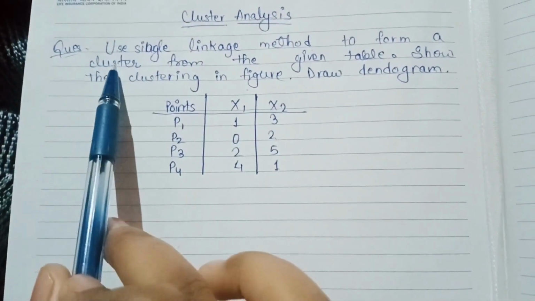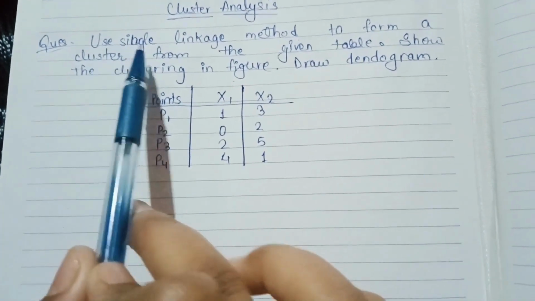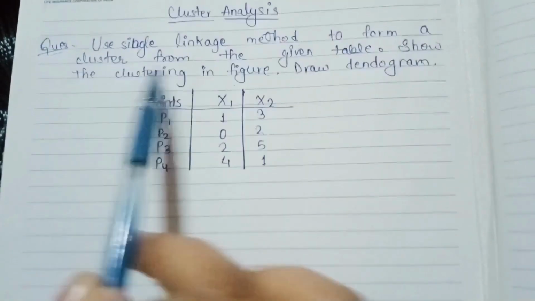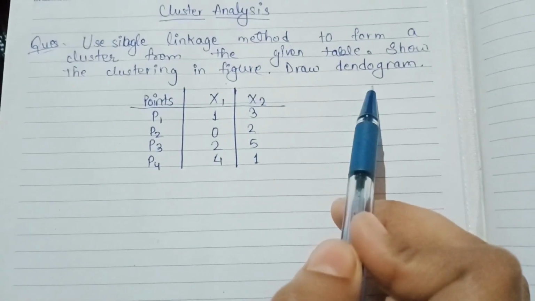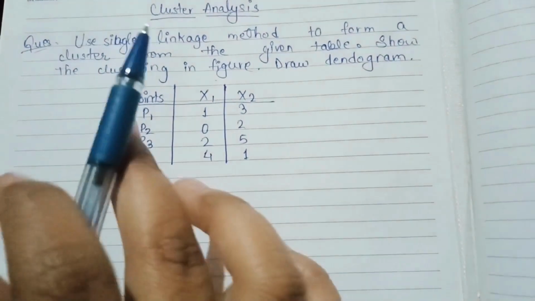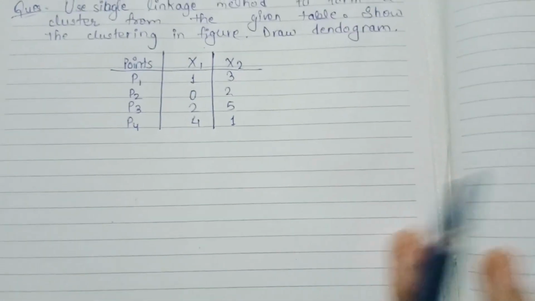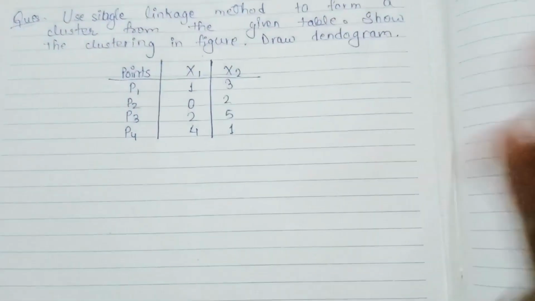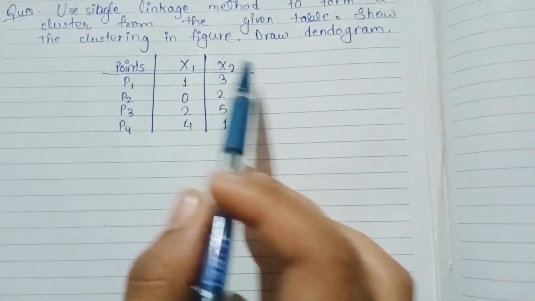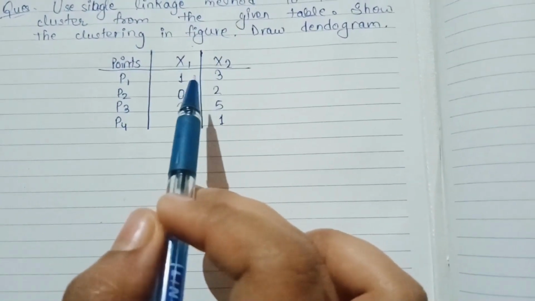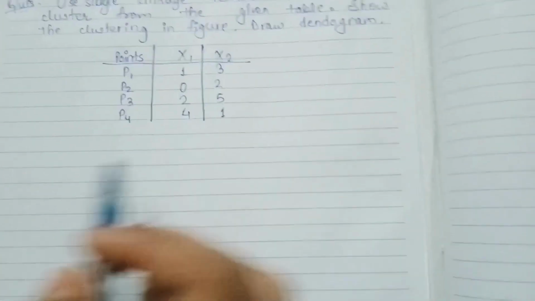Now let's look into this problem. Okay, the question is, use the single linkage method to form a cluster from the given table. Show the clustering in a figure and draw the dendrogram. Here we will see how we will use the single linkage method to calculate the points and form a single cluster with these points. Now at first we have to make an adjacency distance matrix from the given points. How will we make that? Let's see.